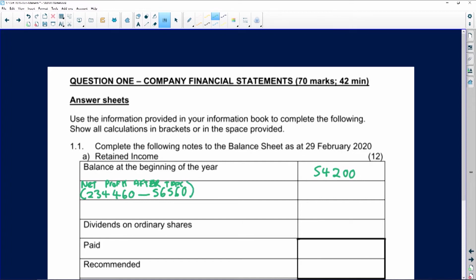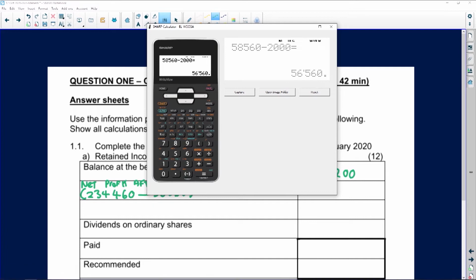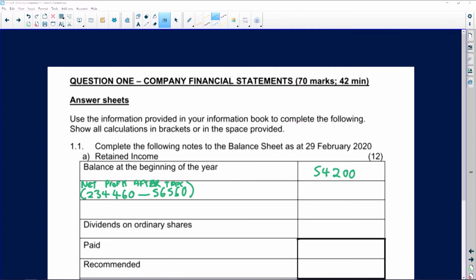56,560, and at this point I can now calculate my net profit after tax. Okay, so let's clear that. Net profit before tax, 234,460 minus the income tax amount, 56,560, and that obviously gives me 177,900. So 177,900 is my net profit after tax.